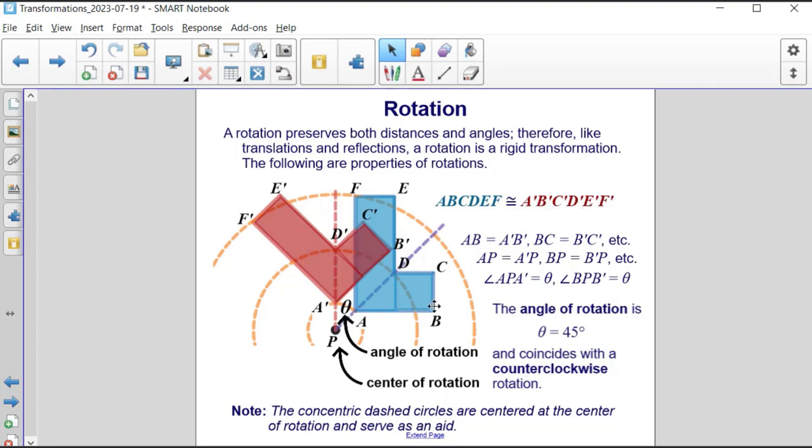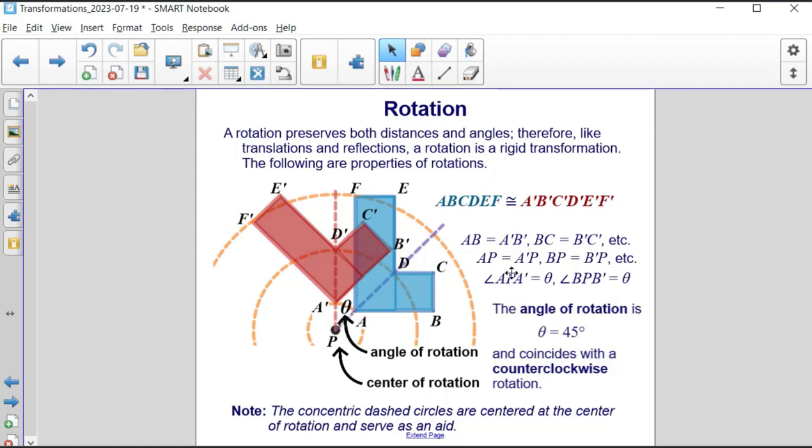We know that AB is going to be equal to A prime B prime, and that BC is going to be congruent to B prime C prime, etc. Similarly, the distance between each point and the point of rotation will be equivalent to the distance from the point of rotation to the image point. So the distance from A to P is equal to the distance from A prime to P, and from B to P is going to be equivalent to B prime to P, etc.